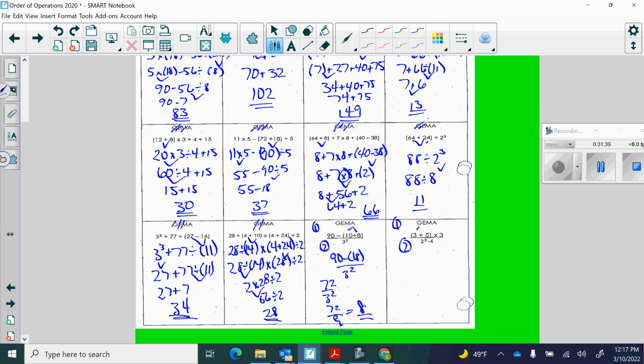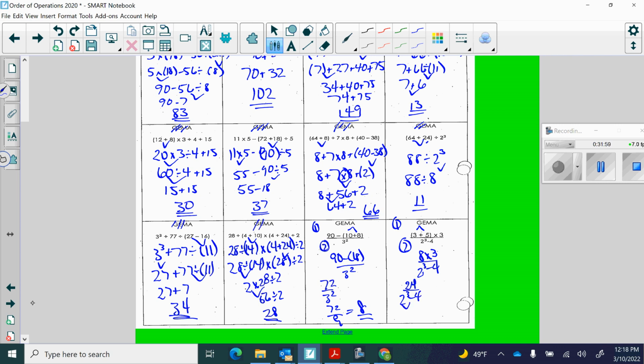I started on my top one. 3 plus 5 is going to give me 8 times 3 over 2 to the third power minus 4. 8 times 3 is going to give us 24 over 2 to the third power minus 4. So my top is now simplified. We're going to the bottom.